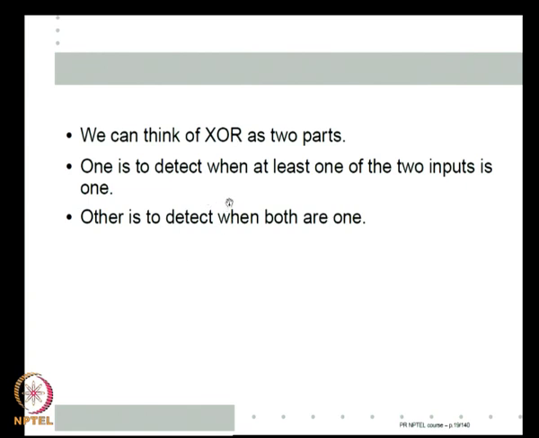So, detecting when at least one of the two inputs is 1 is easy. Easy in the sense a linear model will do. Detecting when both inputs are 1, that is also easy. Once again a linear model will do. Individually each one is easy. Where is the problem?